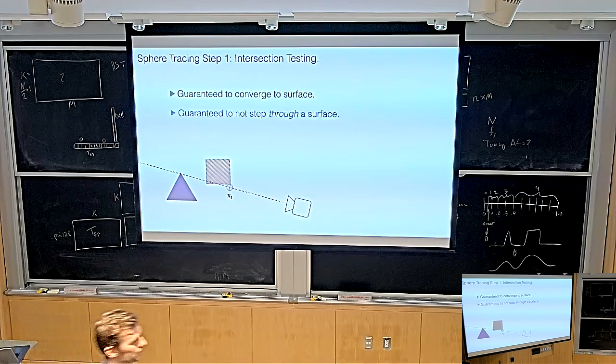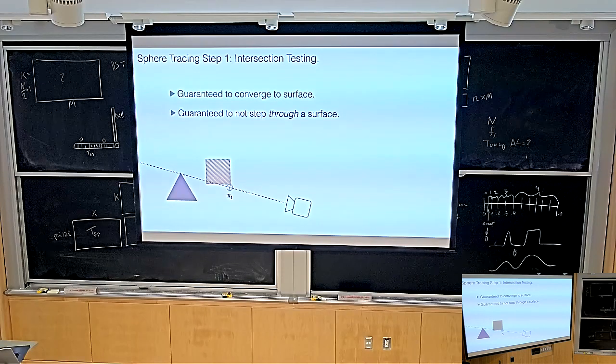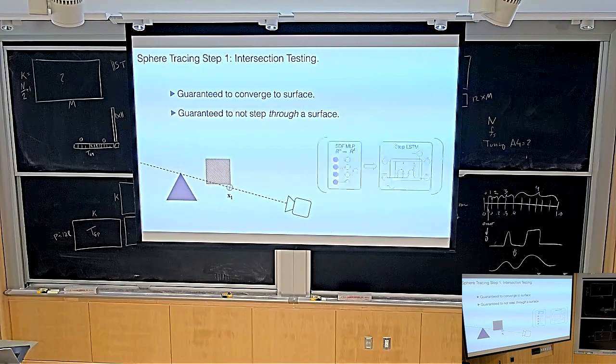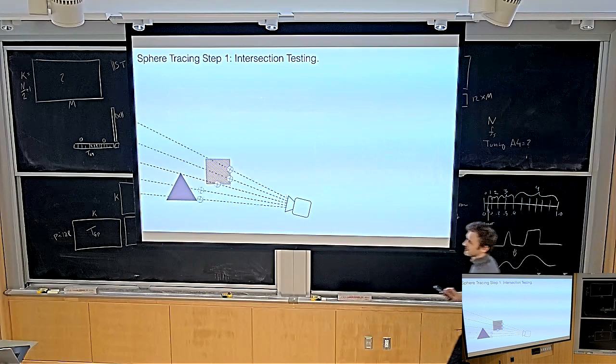Great. You're also guaranteed, it turns out, to not step through a surface, for the same reason. Because the sign distance is, so to speak, in the best case exactly orthogonal to the surface, and in that case the sign distance is exactly the distance to the surface. So you just predict the sign distance, you get to the surface in one step, and you're done. In every other case, it's lower. It's guaranteed to be an upper bound, smaller than the distance to the surface along the ray. Okay, whatever. So we do this a constant number of times.